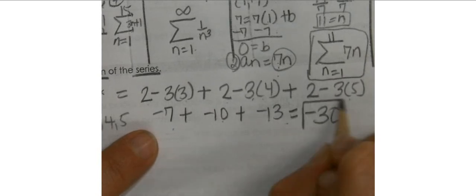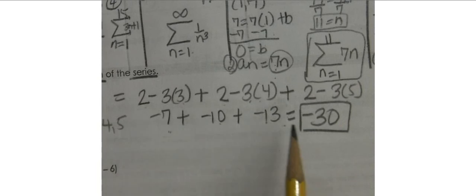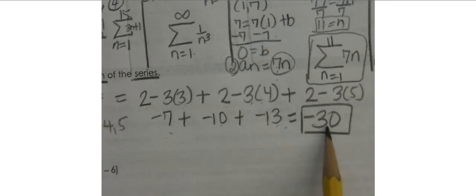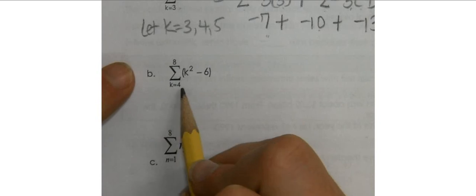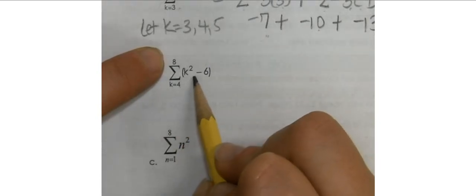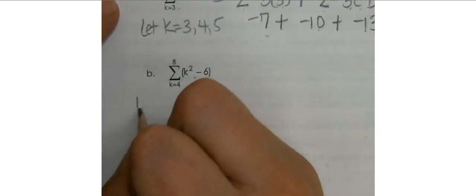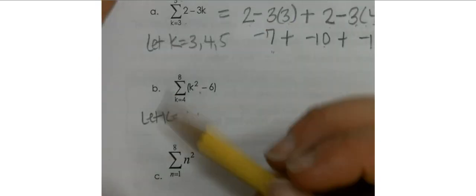So the sum of the series starting at the third term and ending at the fifth term is equal to negative 30. Let's go ahead and look at letter B. Letter B says we want to find the sum of the terms starting with the fourth term and ending at the eighth term using the rule k squared minus 6. So I'm going to let k equal 4, 5, 6, 7, and 8.